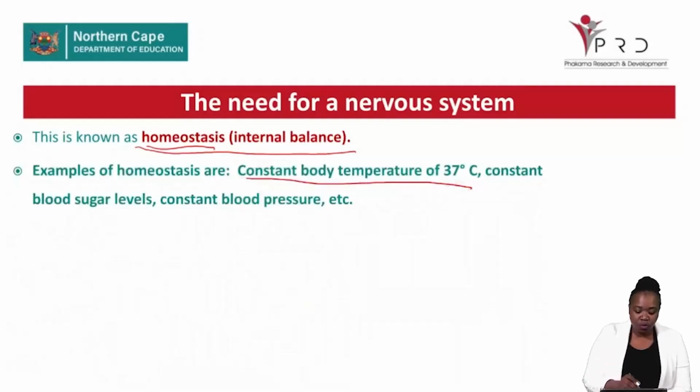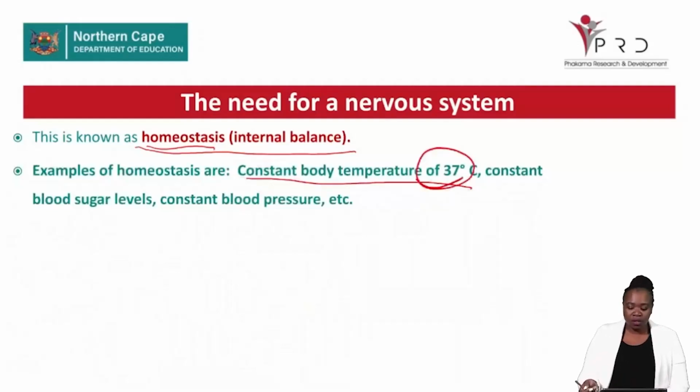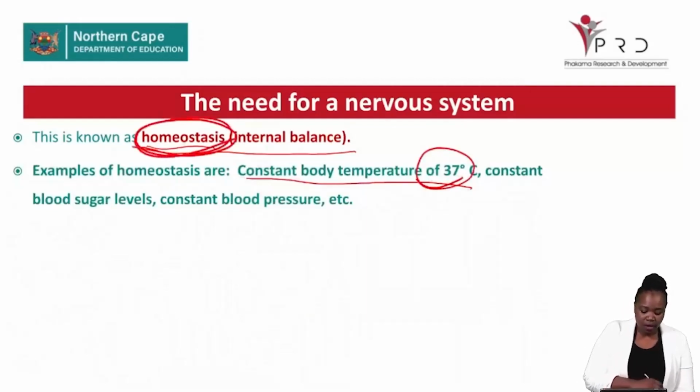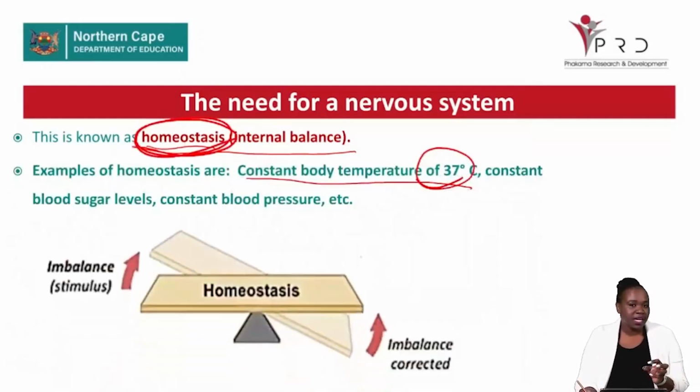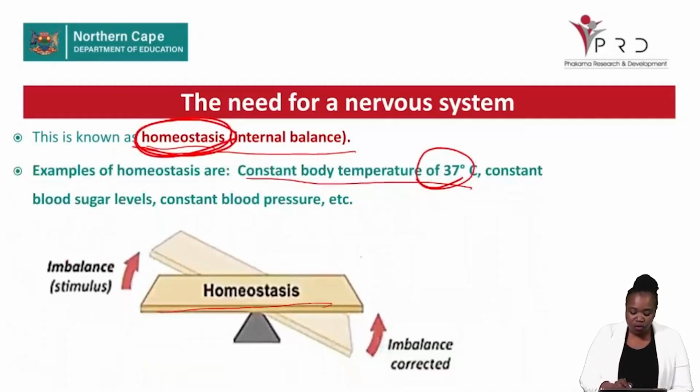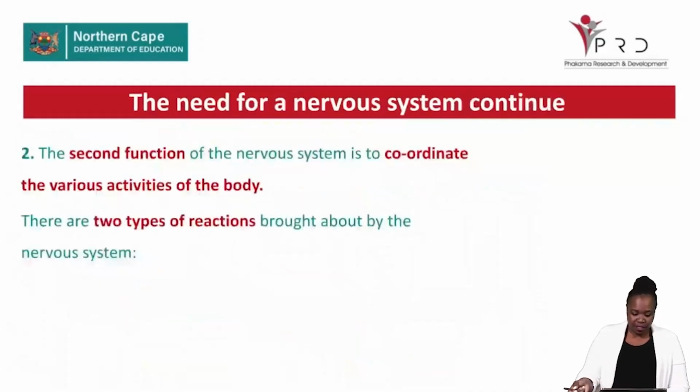So being able to maintain this constant body temperature is regarded as homeostasis. The constant blood sugar levels, the constant blood pressure as well. All of these are done by homeostasis. So the body's tendency to maintain that constant environment, right? So if there is an imbalance, that imbalance is going to be corrected and homeostasis will then be maintained.